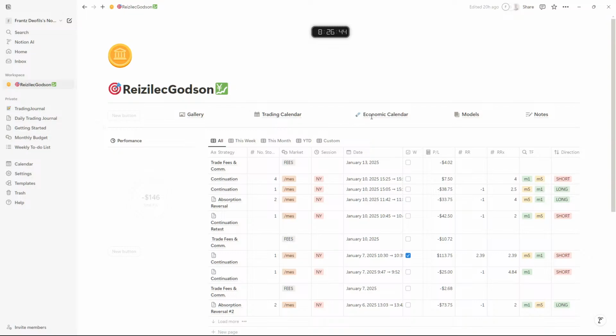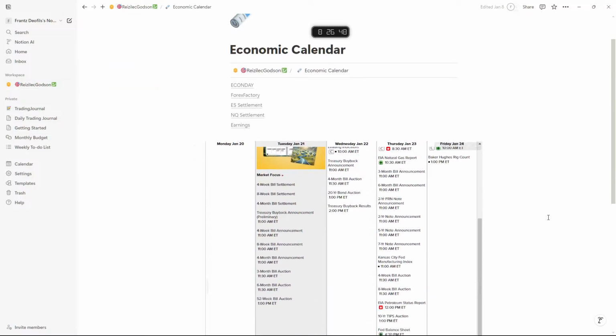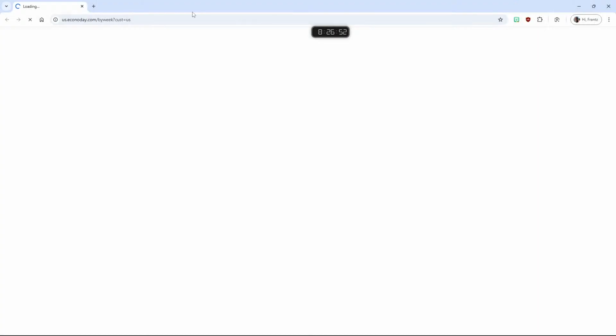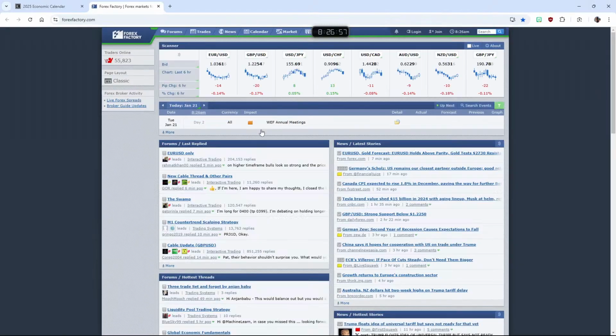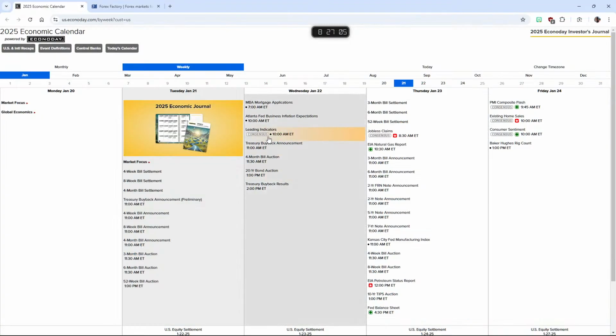Let's go to economic calendar. I don't see any news on here. That's the one I already have opened up. I guess I could have done that the whole time. Forex Factory. What is this? WEF. World Economic Forum. I don't know if that's important or not.